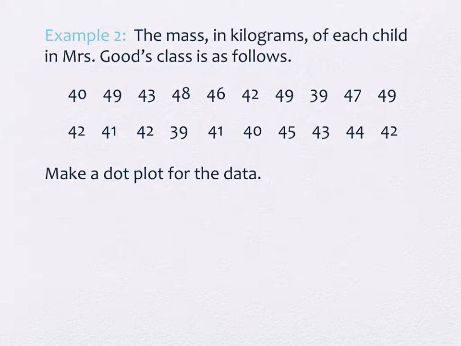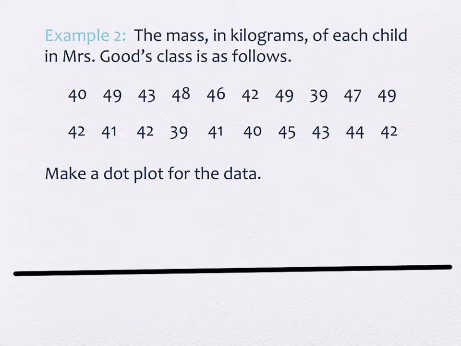And we're going to make a dot plot, also sometimes called a line plot, but I don't want to confuse the line word with some other things we're going to do with lines later on, so we're just going to abbreviate to dot plot for the data. So here's what we're going to do. We're going to draw a number line, and the number line is going to start at our smallest value and extend to our largest value. So take a look. What is the smallest data value in this table?